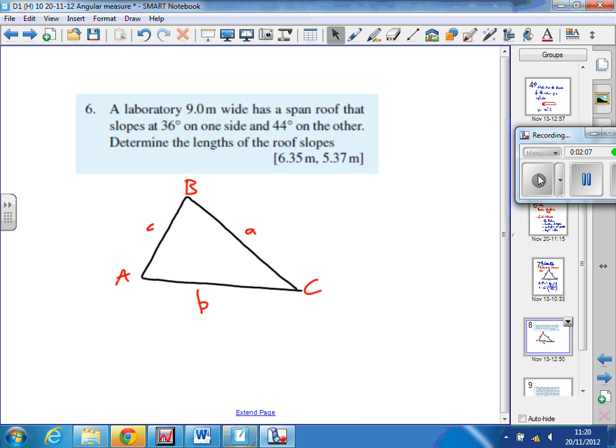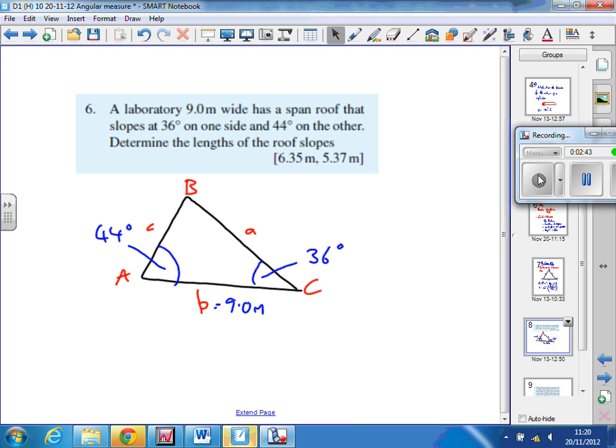Right, a laboratory 9 meters wide has a span roof that slopes at 36 degrees on one side and 44 on the other. So I can put, this is 9 meters, because that's the width of the roof. I know that the angle on one side is 36, so let's call that one 36 degrees, and on the other side 44 degrees. So put the information on that you're given so you can see it.